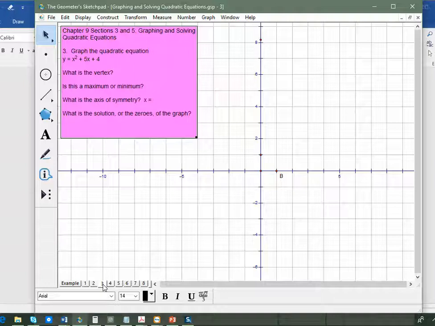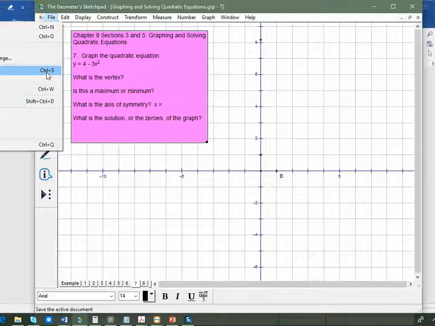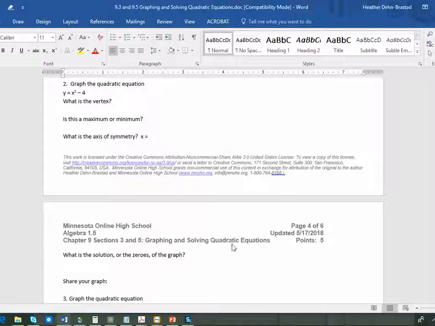And then you can see there's more problems to do, but they're all very, very similar. You can either use the Sketchpad, and if you use Sketchpad, then you just file, save this, and then submit it. Or you can use Desmos and paste into the worksheet as you go. It's up to you.